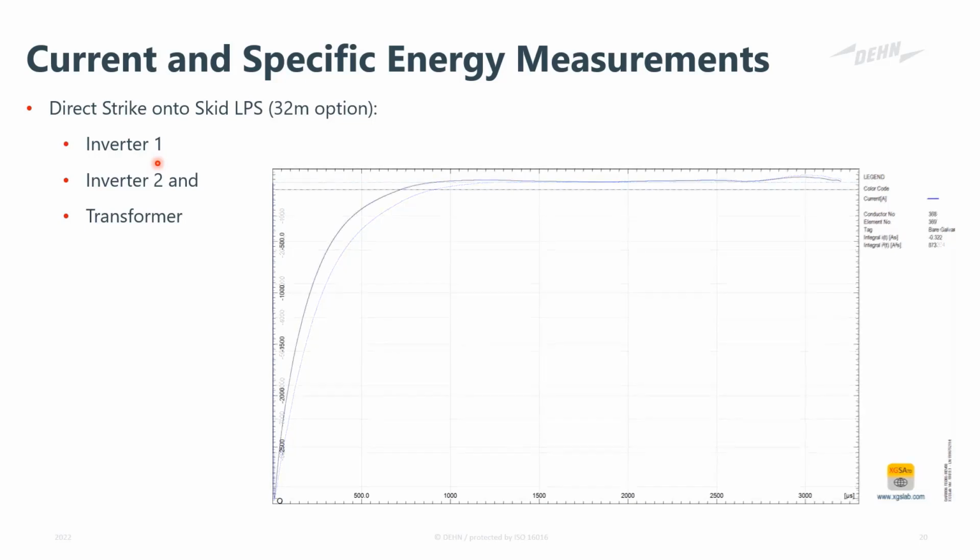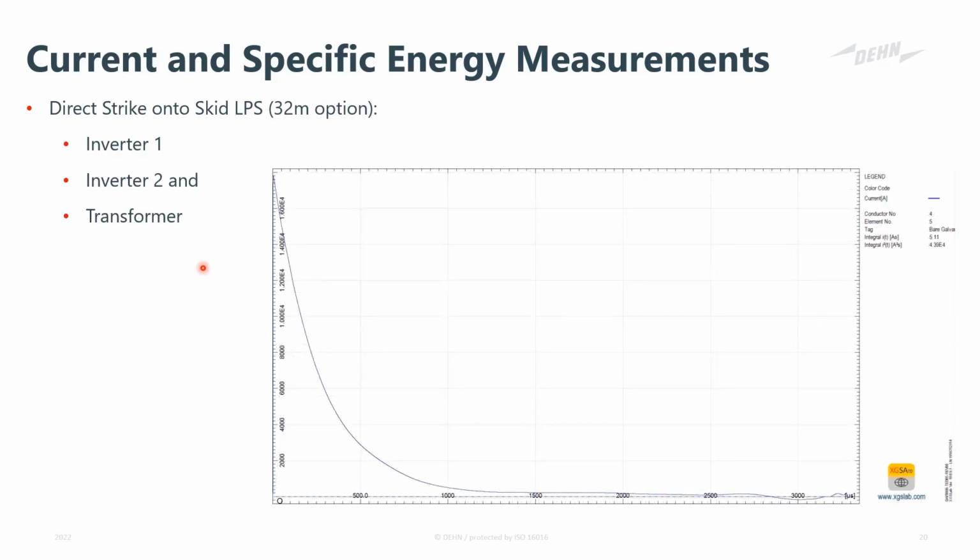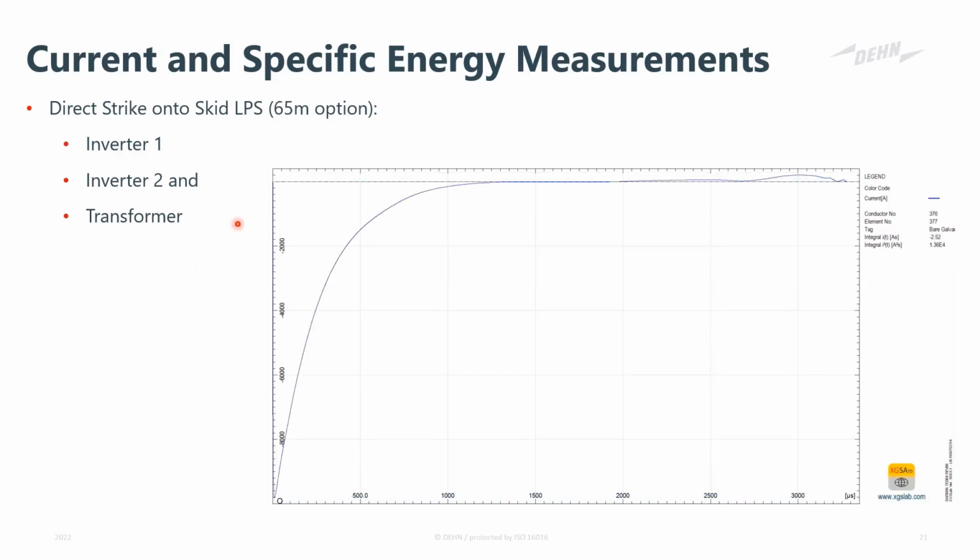Secondly, the effect on inverter 2, you can see it's around 3 kiloamps of peak value. The amp squared second value is reduced to 873 amp squared seconds. And lastly, at the transformer, you can see there's a very high peak value, and we talk about 43 kiloamp squared seconds of energy.